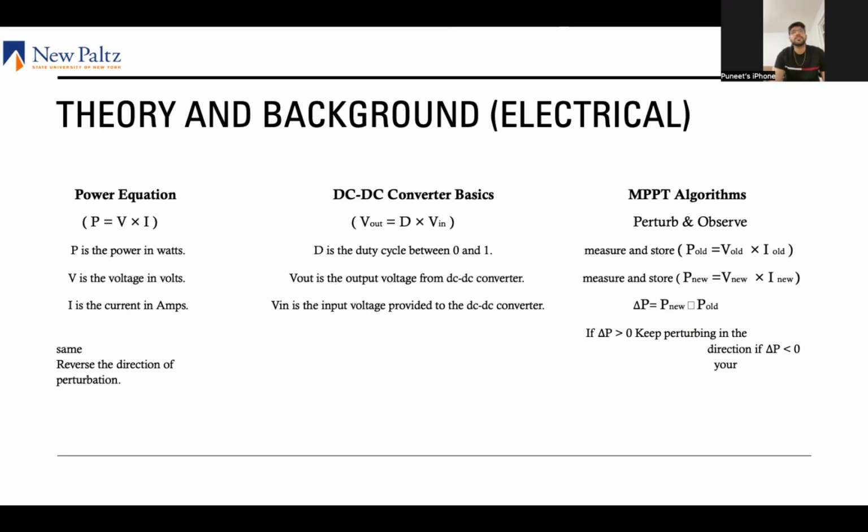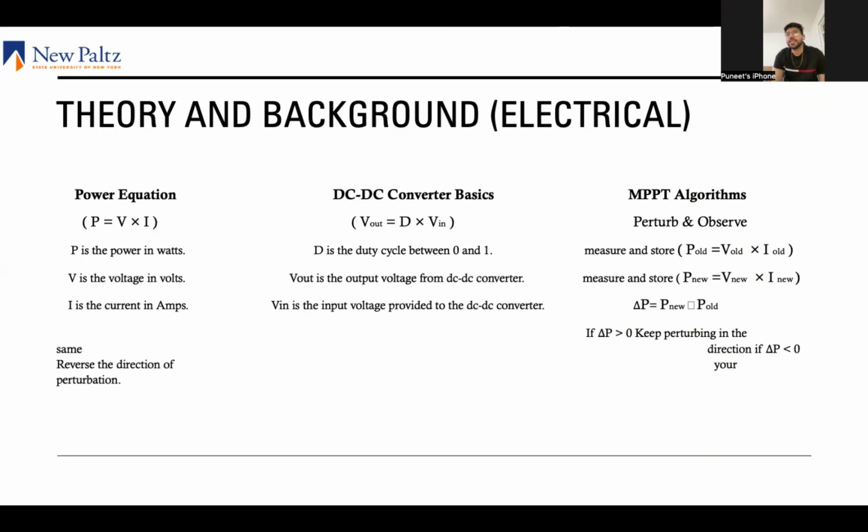For the DC to DC buck converter basics, the formula for that was V out equals D times V in. D is a duty cycle between 0 and 1. For the MPPT algorithm, we used perturb and observe.